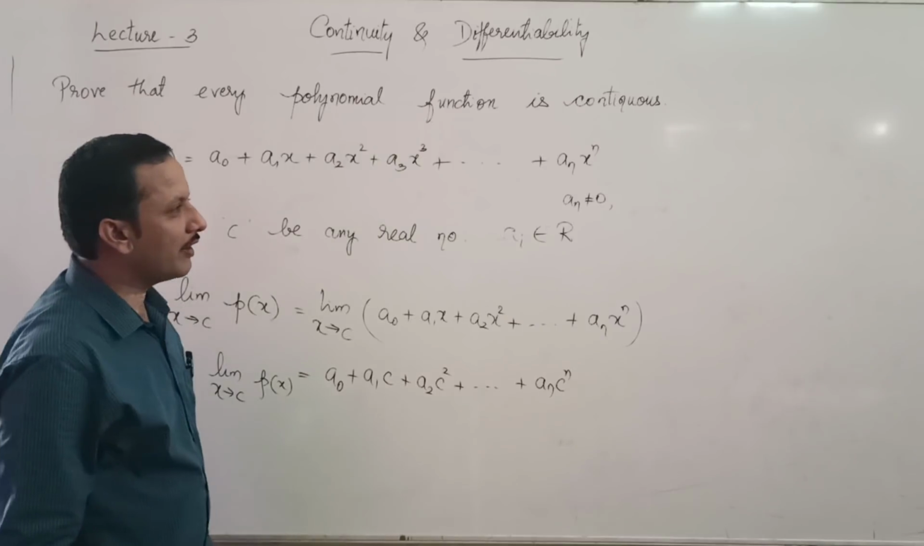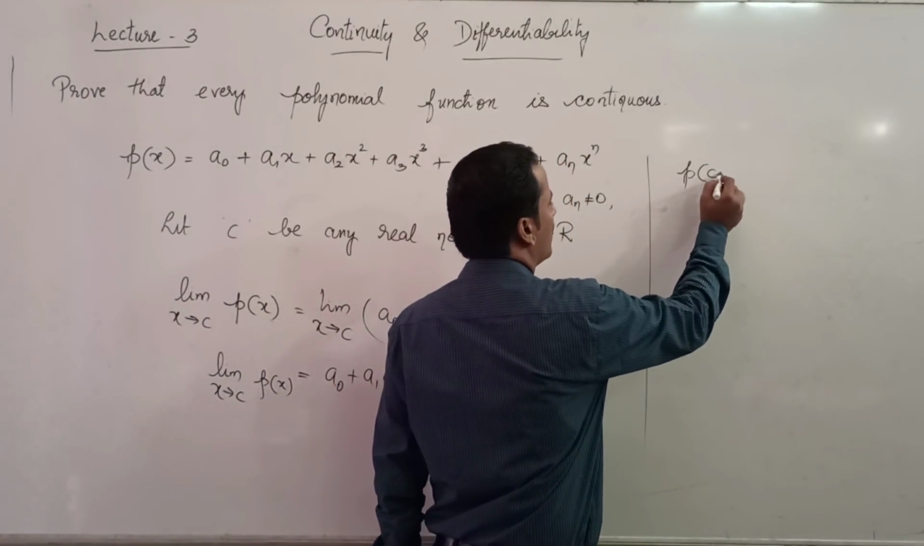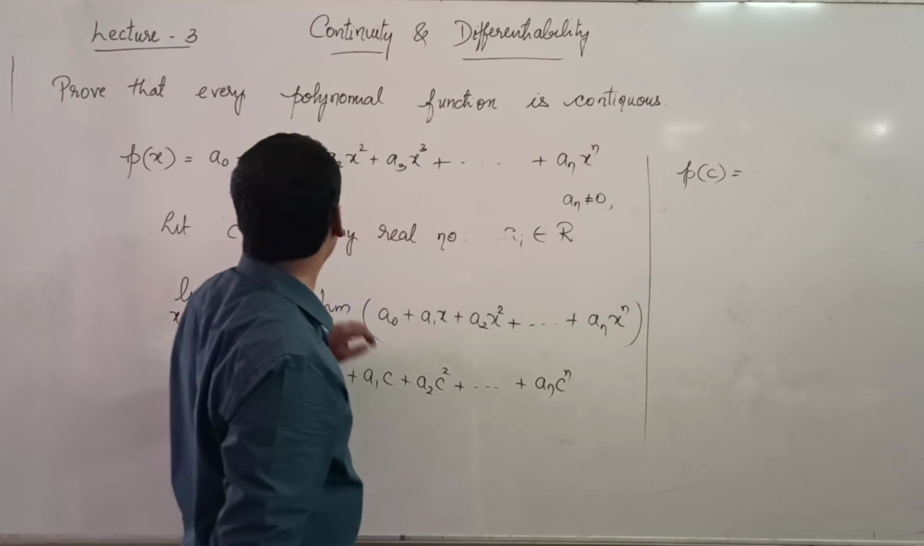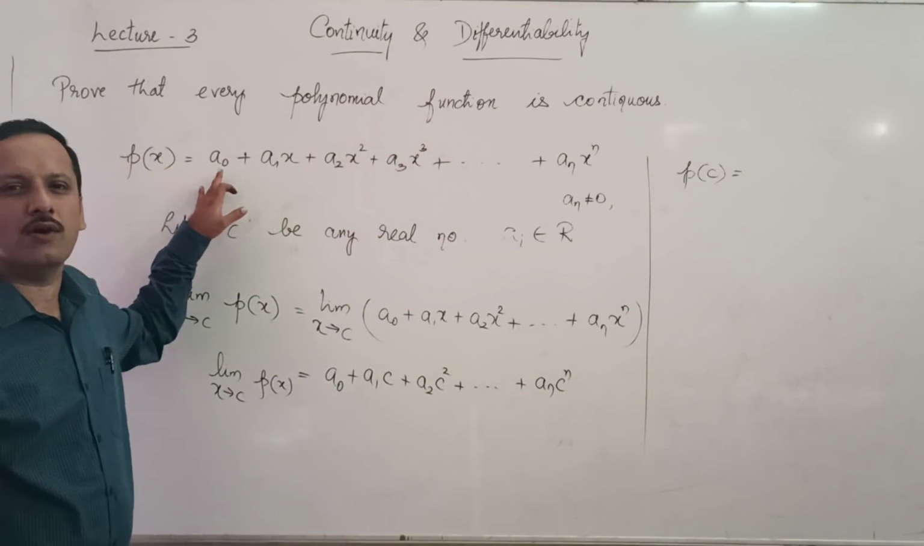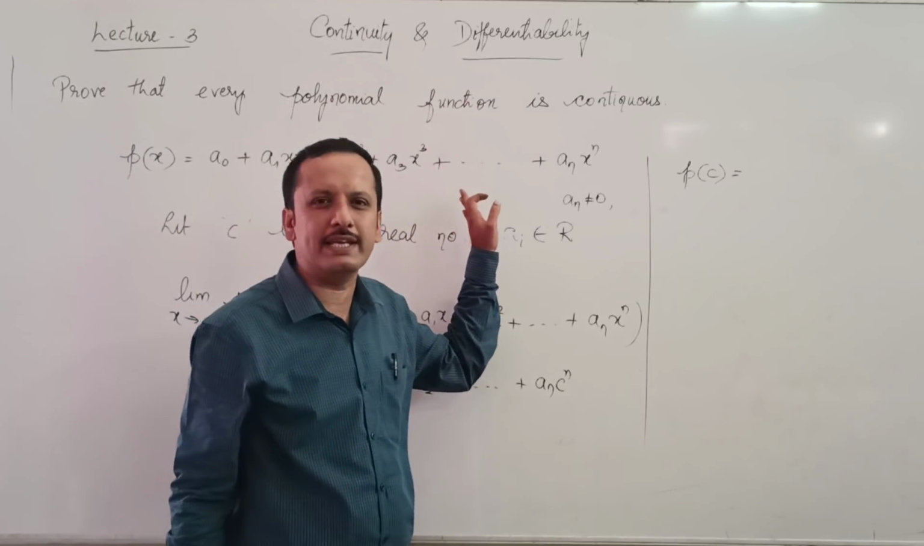Now I would like to find out what is p of c. P of c. Okay. Look here, p of x is defined as a0 plus a1x plus a2x square plus a3x cube and so on till an x power n.